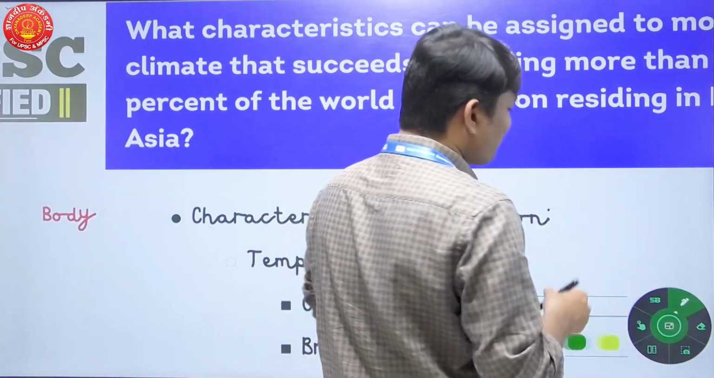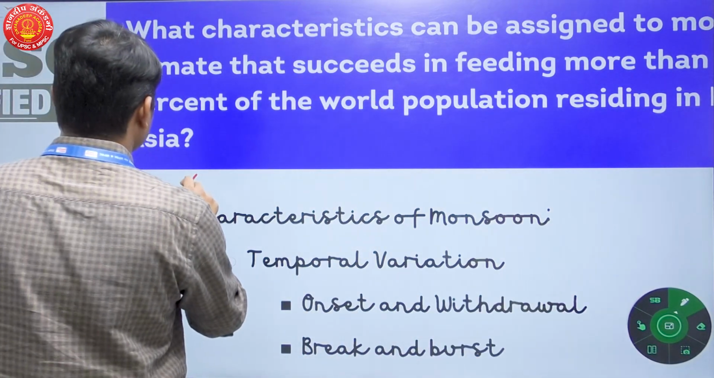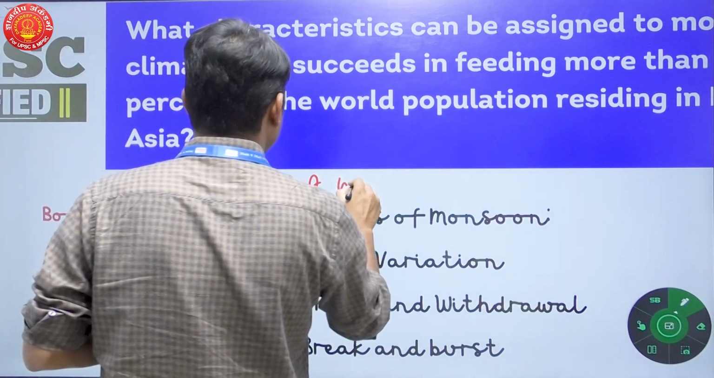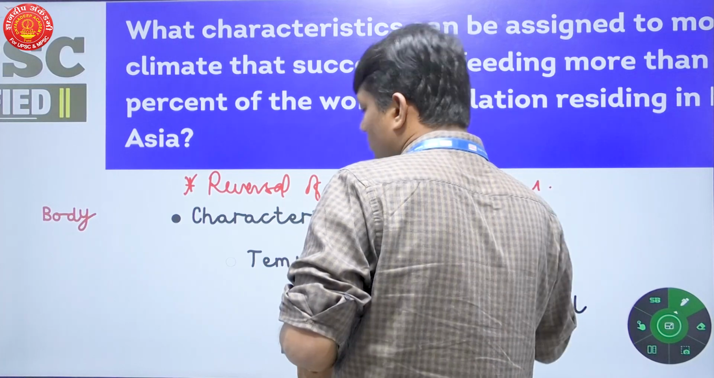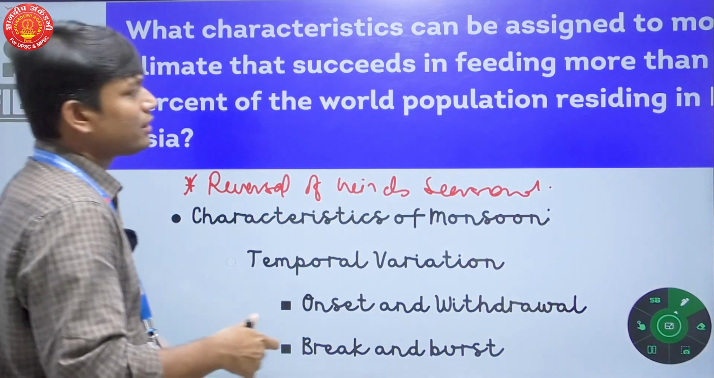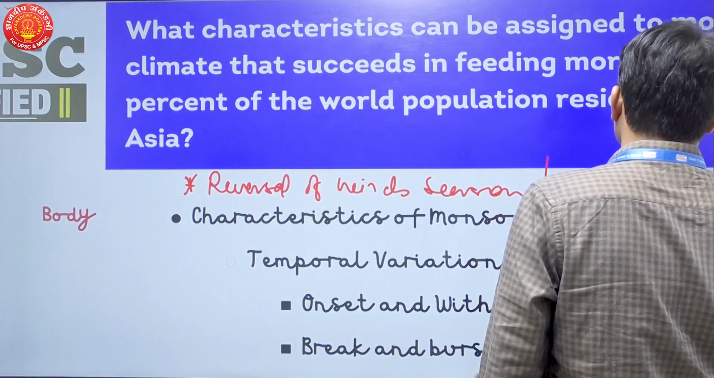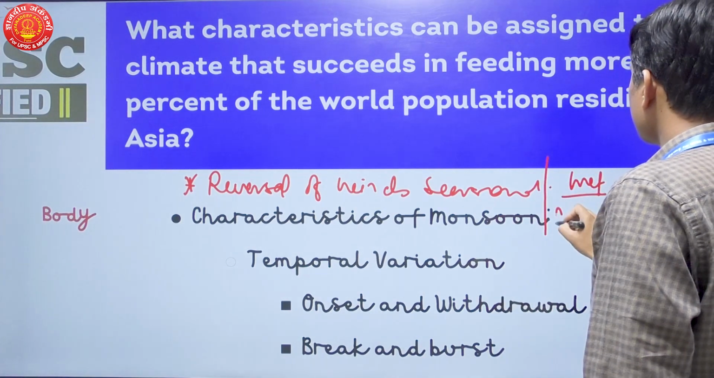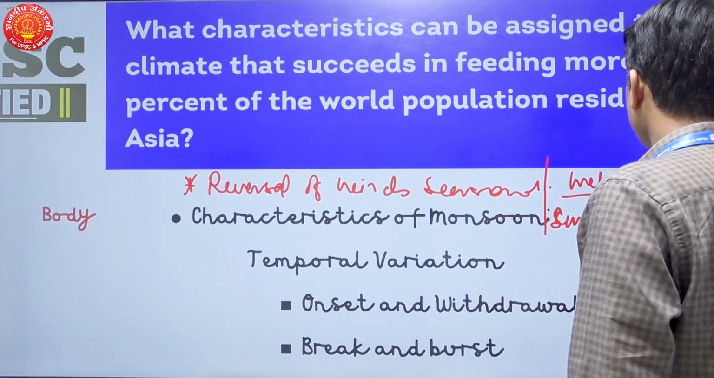Now, there are some basic characteristics as well which you would like to mention. That could be reversal of winds. You can say that there is seasonal reversal of wind. So that can also be a characteristic of monsoon. Then you can also say there are distinct wet and dry season. Fine, this is also one characteristic of monsoon. Wet season is generally summer, dry season is generally winter period.